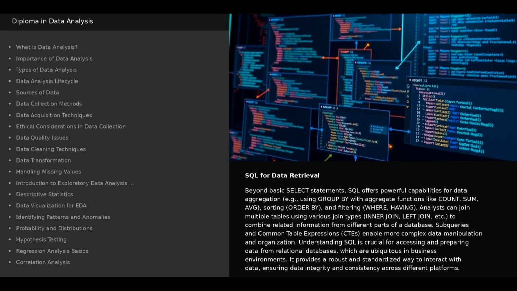Understanding SQL is crucial for accessing and preparing data from relational databases, which are ubiquitous in business environments. It provides a robust and standardized way to interact with data, ensuring data integrity and consistency across different platforms.